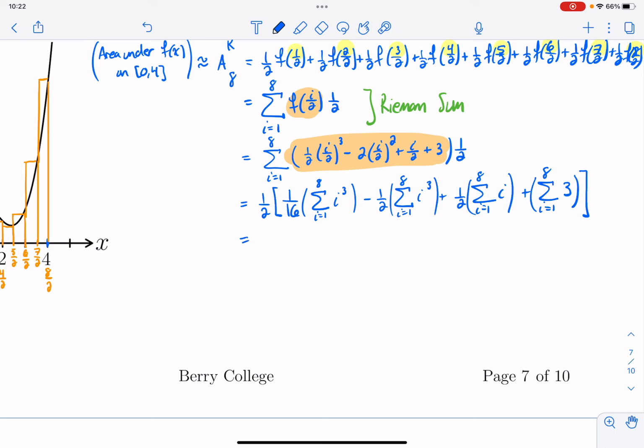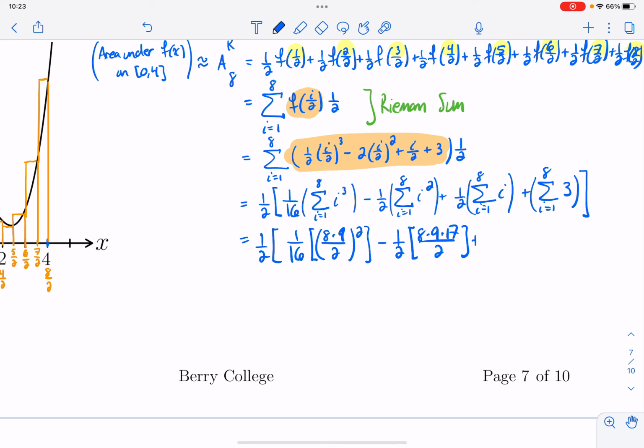And now I have formulas for these, right? This is the cube. This should be the square, not the cube. And this is just the power 1. So I have formulas for these. So I'm going to get 1/2 times 1/16 times. Here I'm going to get 8 times 9/2 squared, minus 1/2 times 8 times 9 times 17/2, plus 1/2 times 8 times 9/2, plus, and this is just 3 eight times, so that's going to be 3 times 8. And there you have it.